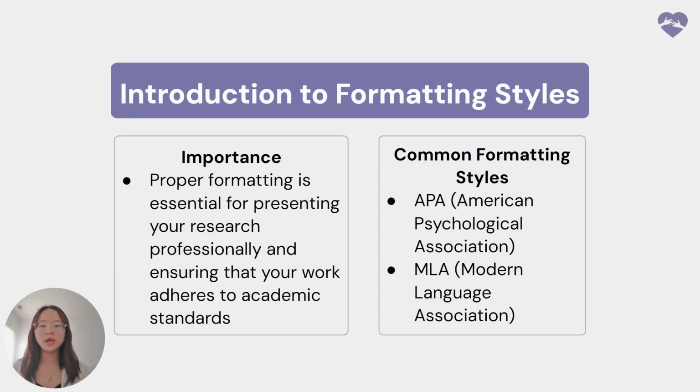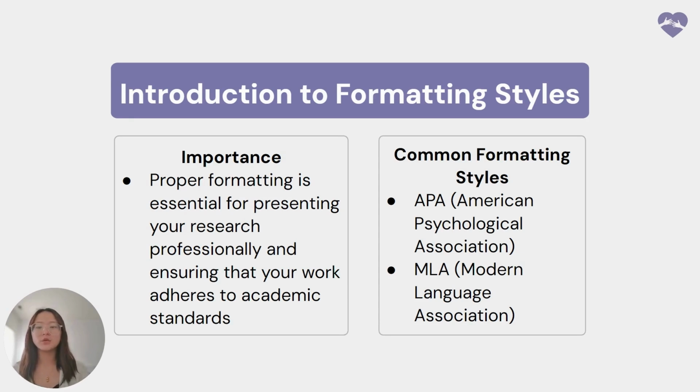First, we have APA, which stands for the American Psychological Association style. This is typically used in social sciences, psychology, and education. APA has specific rules for citations, references, and overall paper structure, such as using a title page, running head, and in-text citations that include the author's last name and year of publication.